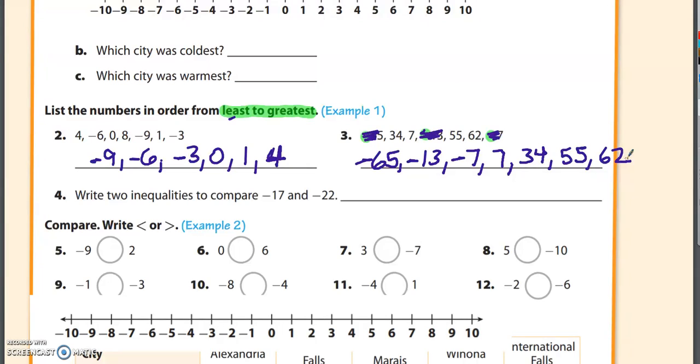All right, number 4 says write 2 inequalities. How many? 2 inequalities to compare -17 and -22.